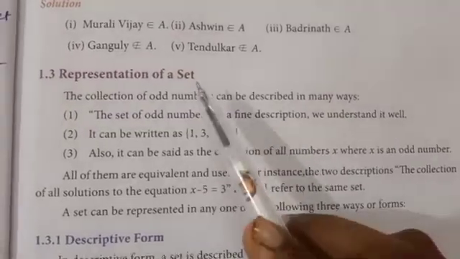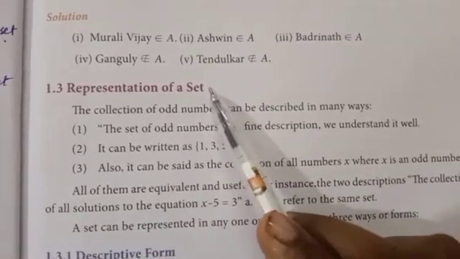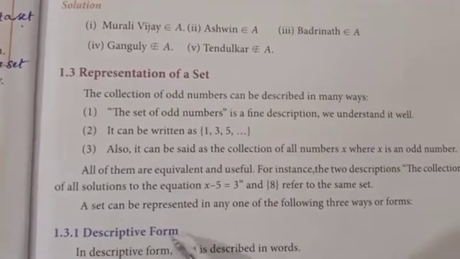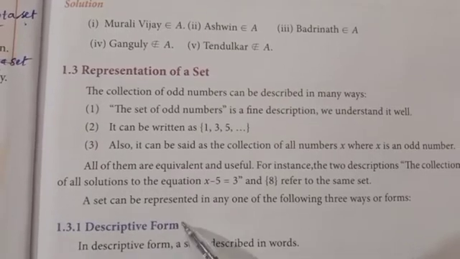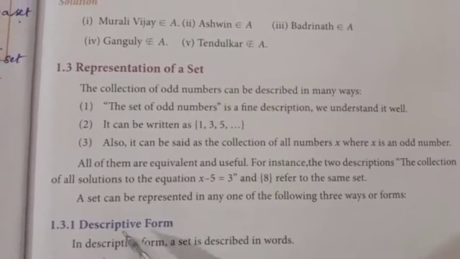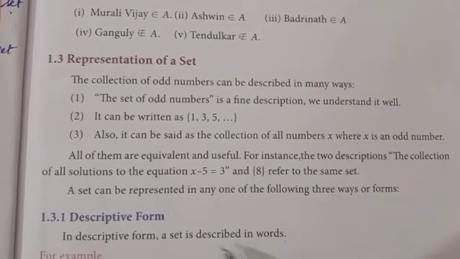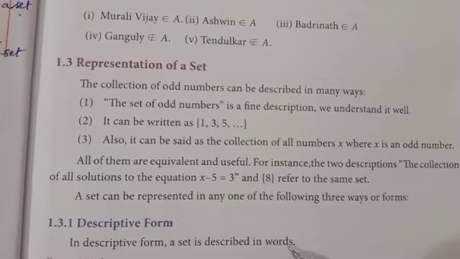Students, now the representation of a set. For the representation of a set, we have 3 methods. First method is the descriptive form. What is the meaning of descriptive form? The descriptive form means the set is described in words. We have to write in words, without symbols.